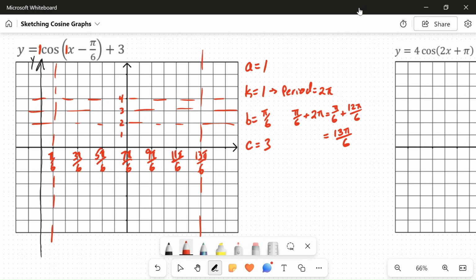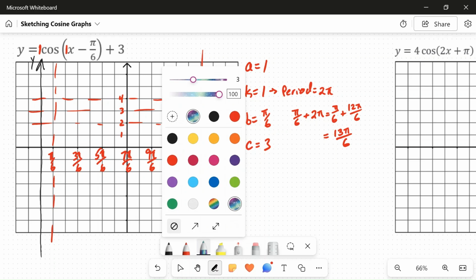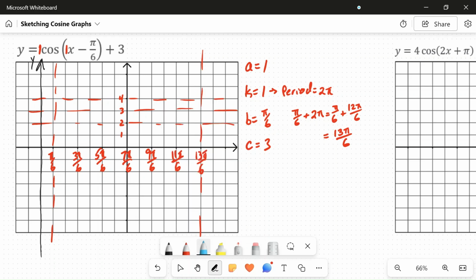Okay, and so we have this really long but narrow rectangle. Right, so it starts over here at pi over 6. It ends at 13 pi over 6. That's a distance of 2 pi. And the top is at 4. The bottom is at 2. So I got to squeeze my graph in there.